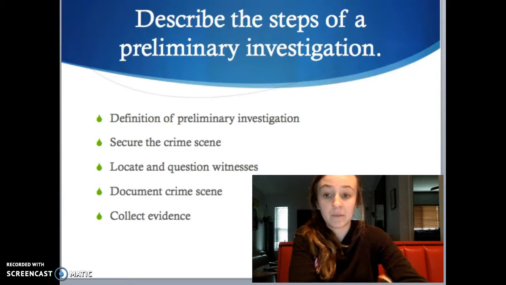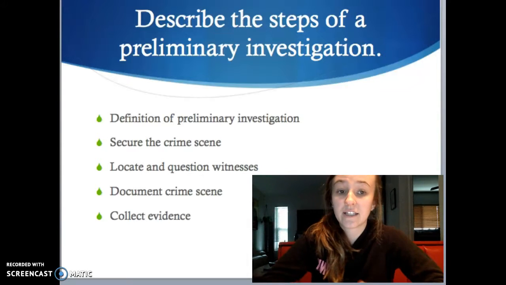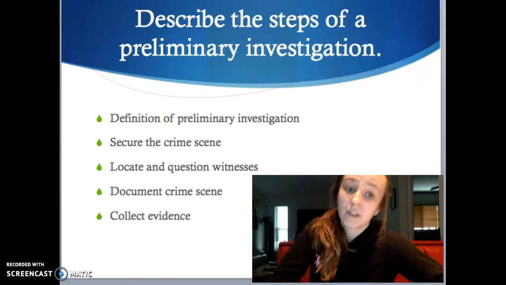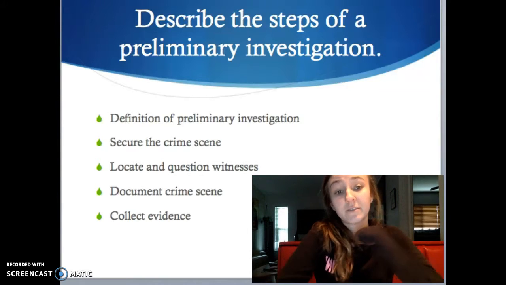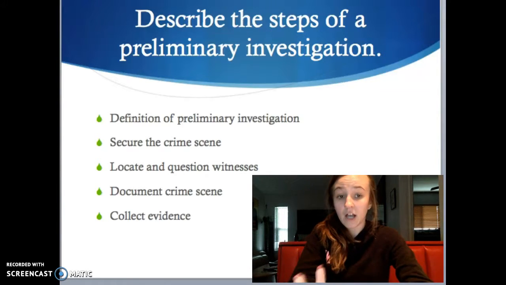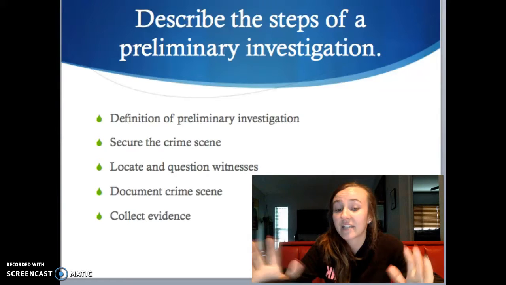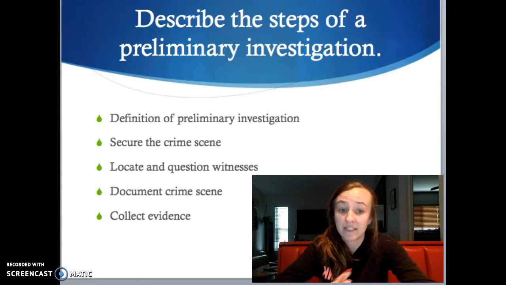Describe the steps of the preliminary investigation. So the preliminary investigation is known as the initial inquiry by officers, establishing facts and circumstances of a suspected crime and preserving any evidence that is related to the crime. Documenting the crime scene includes taking photographs, sketches of the whole area, and any evidence that has been seen.